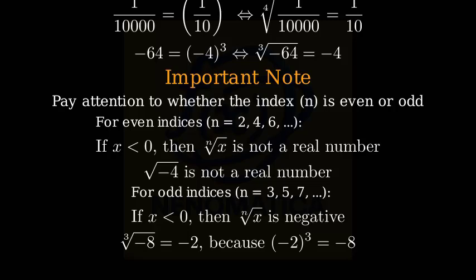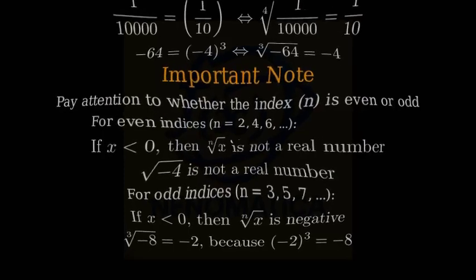For example, the cube root of negative 8 is negative 2, because negative 2 cubed is negative 8.